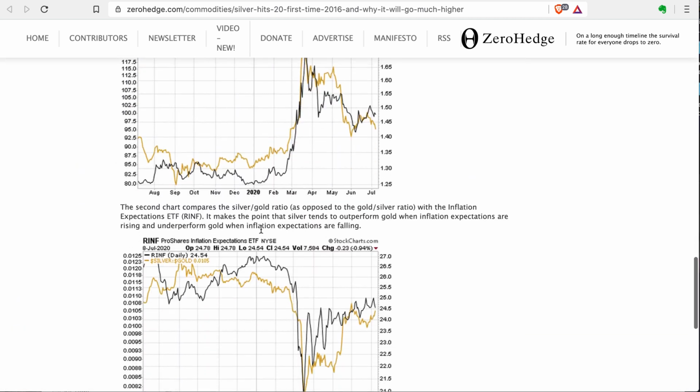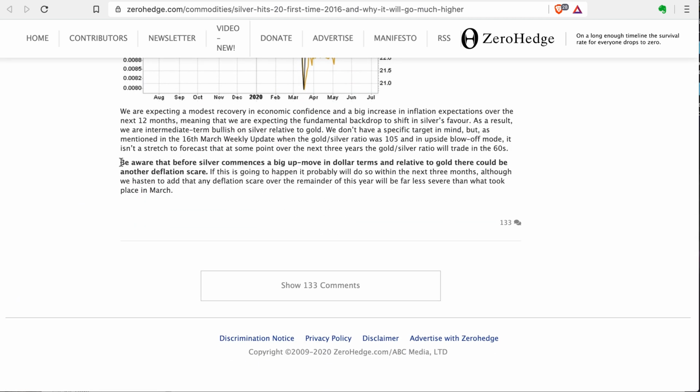However, if you scroll down, they also mention something very important. Be aware that before silver commences a big up move in dollar terms and relative to gold, there could be another deflation scare. So they kind of expect that silver and gold may go down a little bit before they actually explode in price. Very important to notice. So don't get spooked off if you invest in these companies or directly in the commodity and it goes down a little bit. Just wait it through, and eventually there is no way for it to just stay low.